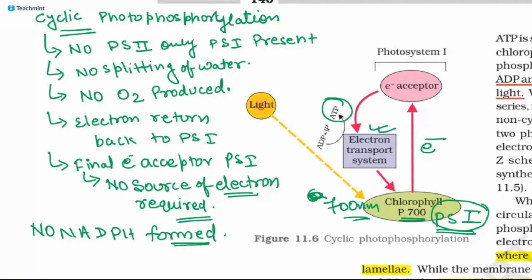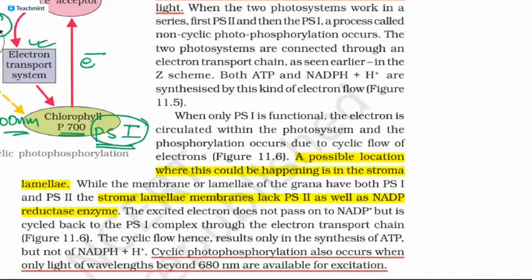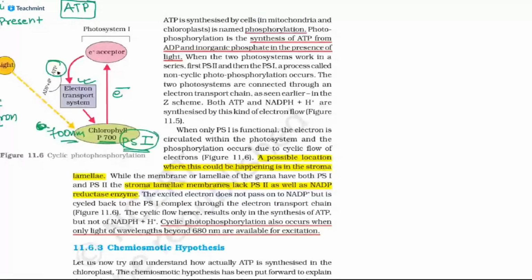So what is the product of cyclic photophosphorylation? Only ATP. What are the products of non-cyclic photophosphorylation? ATP, NADPH, and oxygen. Three products are there, out of which ATP and NADPH will be used in the dark reaction, and oxygen is a waste for plants which is released outside the plant. Understood? Did you understand this point well?